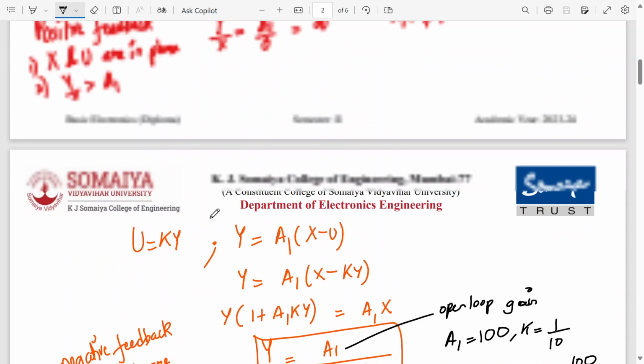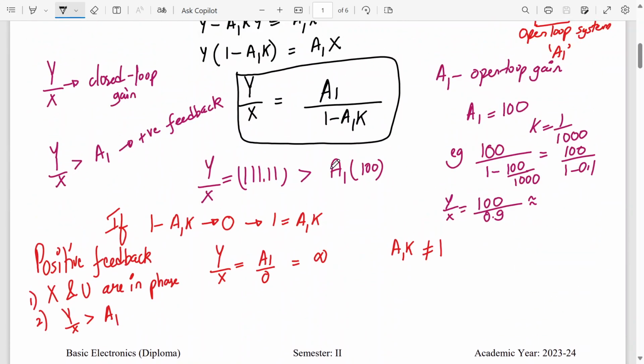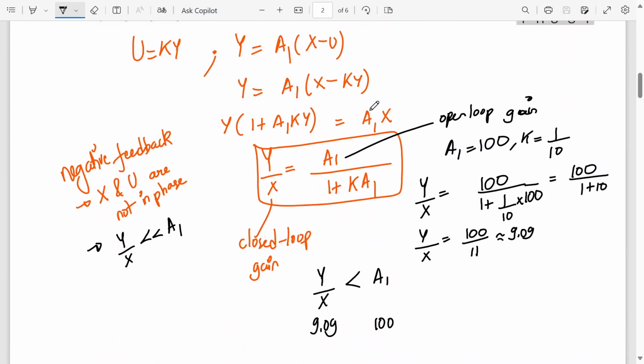And then in the positive feedback, what was happening? Output was keeping on growing. x and u were in phase and closed loop gain was greater than the open loop gain. In case of negative feedback, x and u, the input signal and the feedback signal, are not in phase. So y upon x is much less than a1. That means my closed loop gain is much lesser than the open loop gain. So यही एक drawback है negative feedback का, it reduces gain.